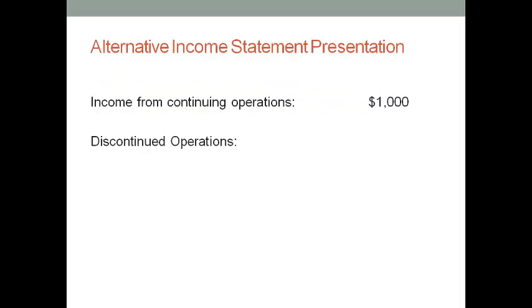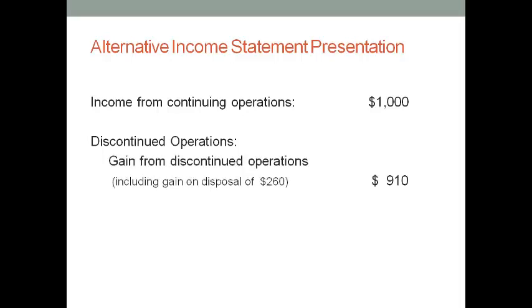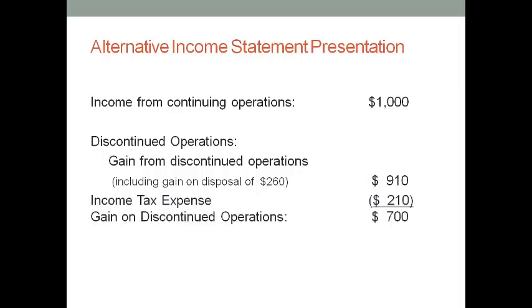FASB also allows another method to be used to report the results of discontinued operations. In this method, the results of operating during the year is combined with the gain or loss on the sale. The total amount of the gain on the sale is reported before the tax expense related to the discontinued operations to give a total net on discontinued operations. This method of reporting is allowed, however, it is not used very often.